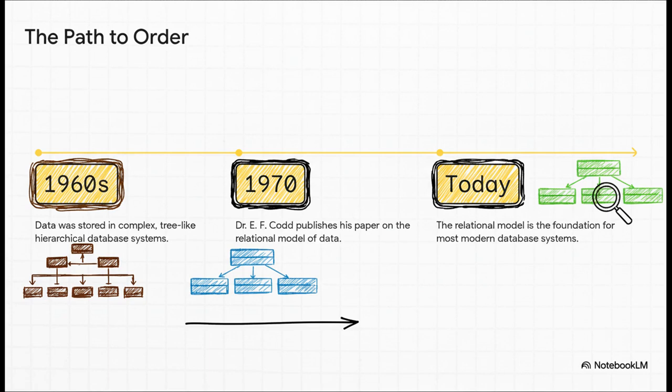And then, in 1970, everything changed. A researcher over at IBM, Dr. E.F. Codd, published this one groundbreaking paper. He came up with a new and radically simple way of looking at data. And this idea would completely change the game, setting the stage for the next 50-plus years of technology.